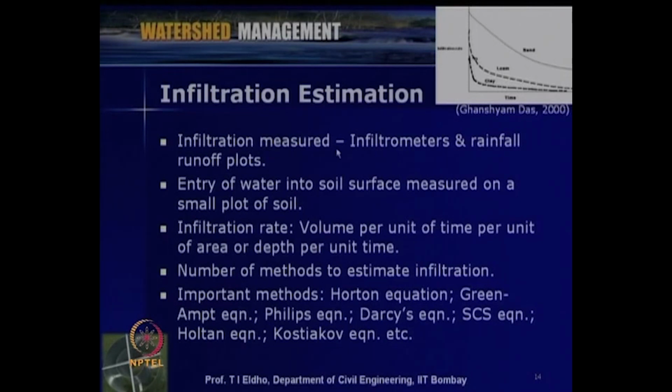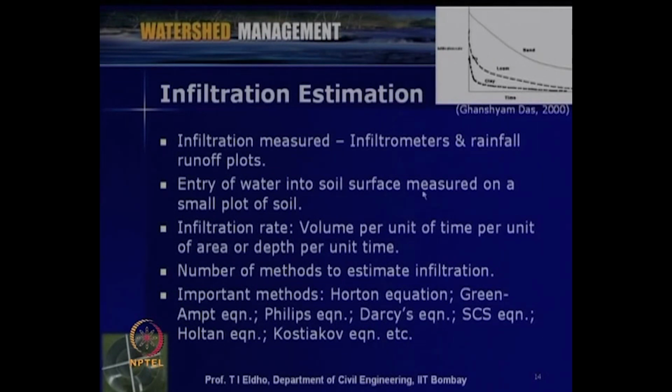Infiltration can be measured for a given location using an infiltrometer. This is the so-called double ring infiltrometer. We can do an experiment for the particular location and then identify the infiltration rate. And then rainfall runoff plots: for a particular small plot we can consider, if you identify how much the evaporation losses are, and how much the runoff is, from that we can identify how much infiltration is taking place.